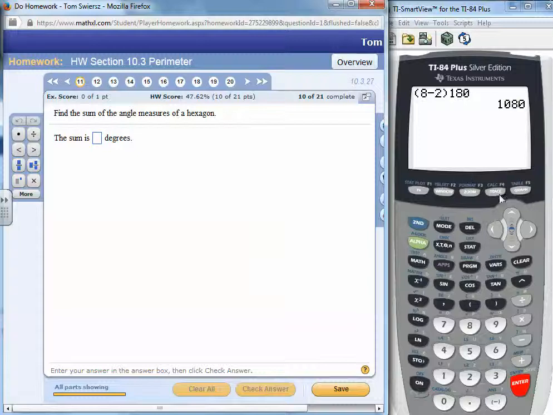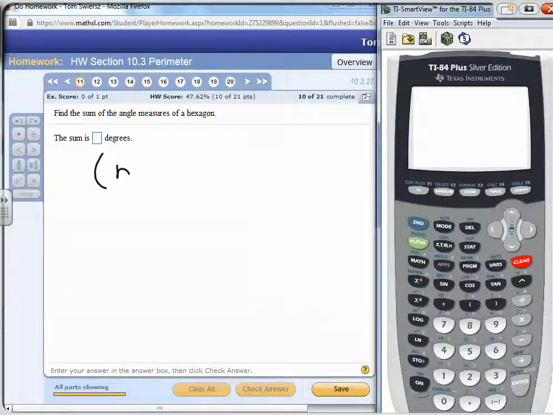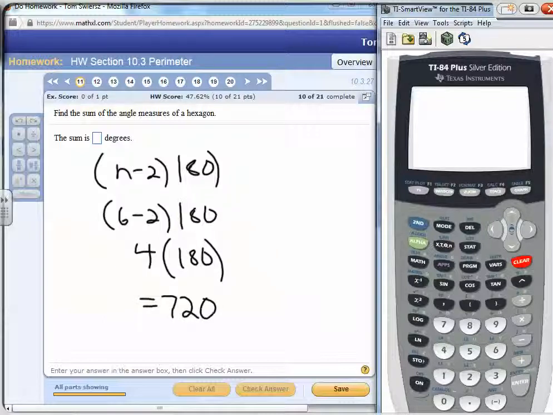All right, let's look at problem number 11, the sum of the measures of a hexagon. A hexagon is a six-sided figure. Okay, so again, same formula. Hexagon has six sides, n minus 2 times 180. So we have 6 minus 2 times 180. 6 minus 2 is 4. 4 times 180, I can do in my head, is 720. So the total degrees is 720 degrees. If you need to, use your calculator to get it.